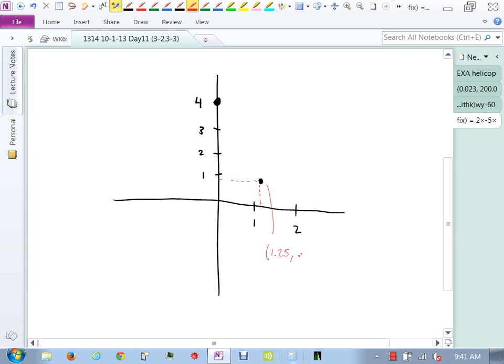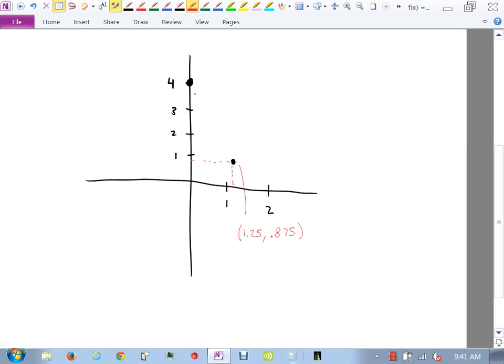Negative 1.25, 0.875. And then my y-intercept is here, that dot there. And that's all you have, right? That's all you have. So the way you can do this, there's several ways. Most books will tell you to just take any other point and plug it into your function so you can get another point. But the way I do it is I say, well, I know that I've got to go and do this, right? Well, something like this.